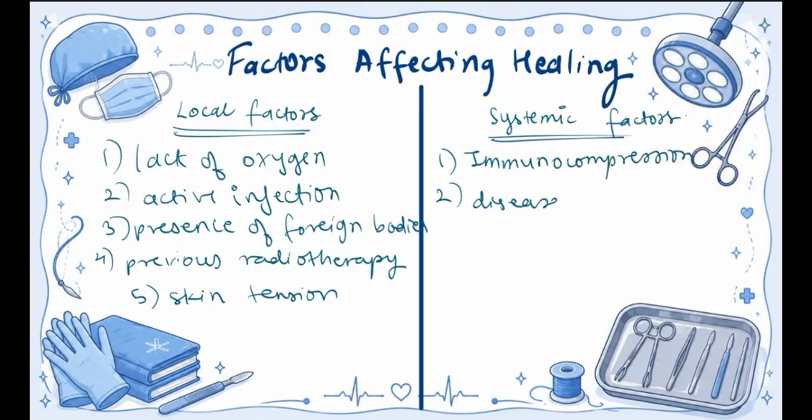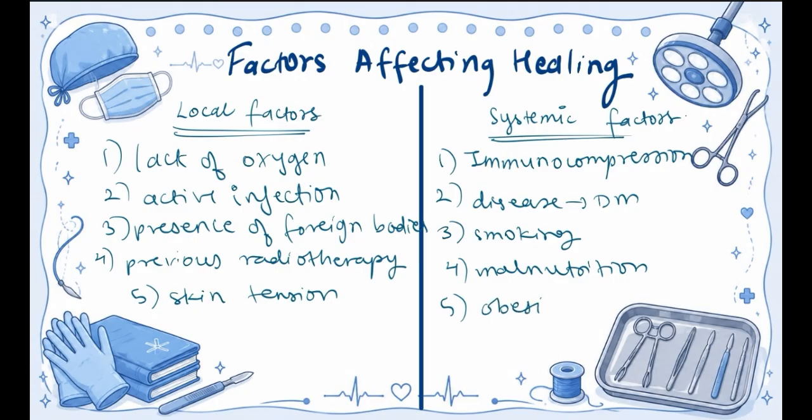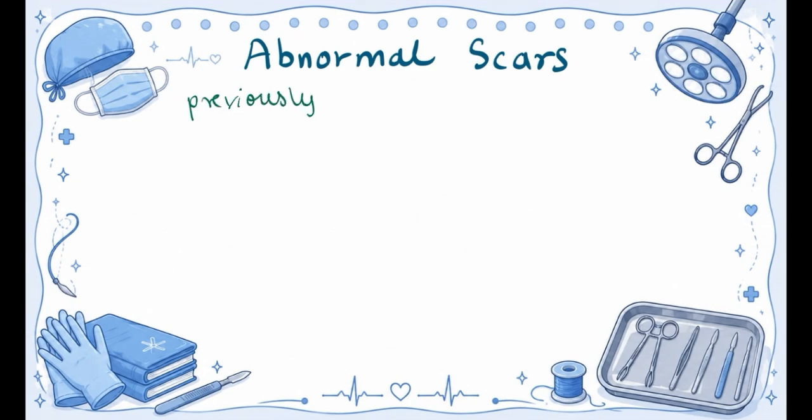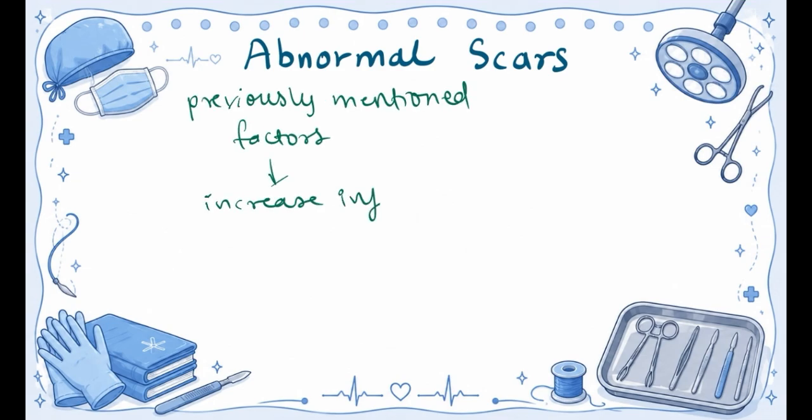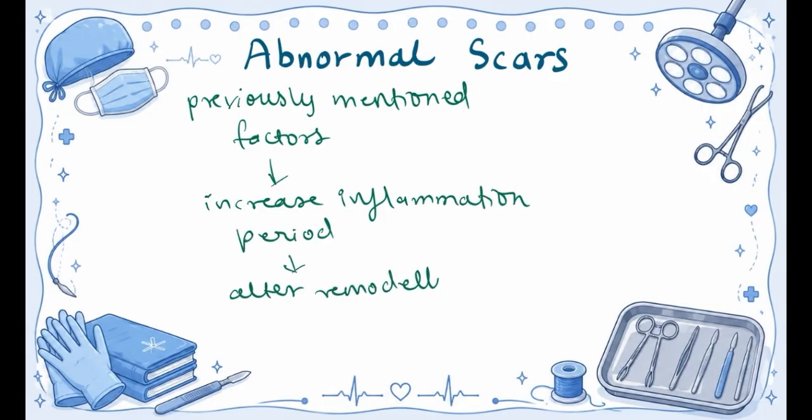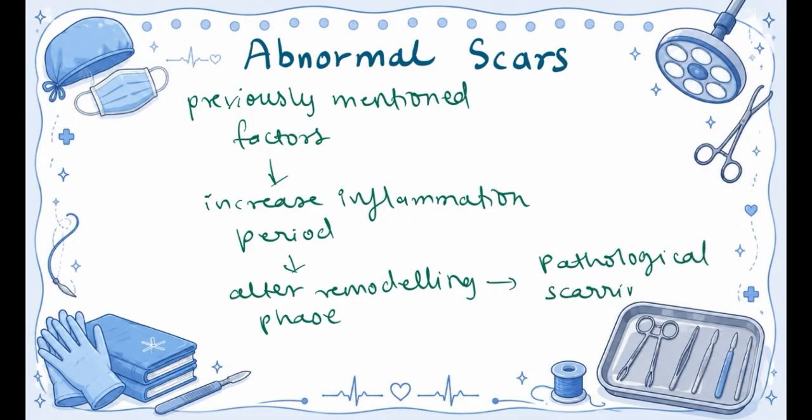Advanced age naturally slows down the cellular response. Malnutrition deprives the body of essential building blocks. Smoking chokes off vital blood supply to the area. And chronic conditions, like diabetes, can severely impair the natural healing timeline. When these disruptions happen, inflammation lasts much too long. This fundamentally alters the remodeling phase and throws off the delicate balance of collagen production. The result is pathological scarring.